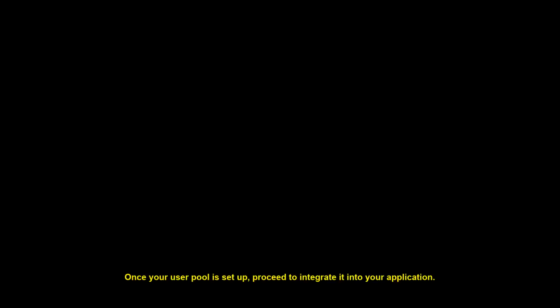Once your user pool is set up, proceed to integrate it into your application. Use AWS Amplify or the AWS SDK to add Cognito to your project. Install the required dependencies via npm or your package manager of choice. Initialize the AWS Amplify library in your application code. Configure the Amplify library with your user pool details.